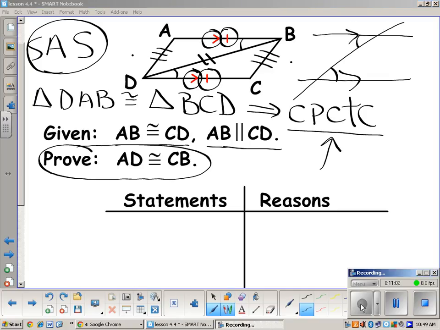All right, so I'm going to stress this one more time. You have to prove that the triangles are congruent with one of the four ways we've talked about. Okay. Then you can apply CP-CTC. Prove they're congruent, then you can apply.